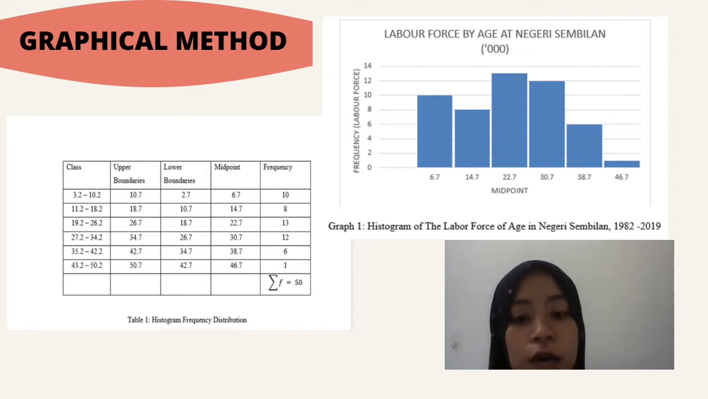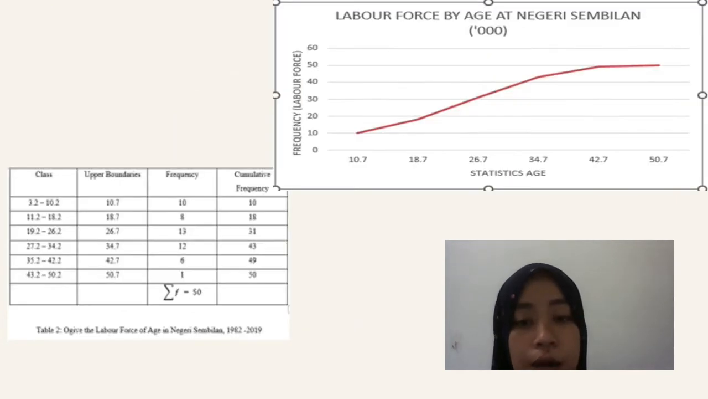Okay, for the OGIF, we use for X the upper boundary, and the cumulative frequency for the Y. The title of the OGIF is also labor force at Negeri Sembilan.